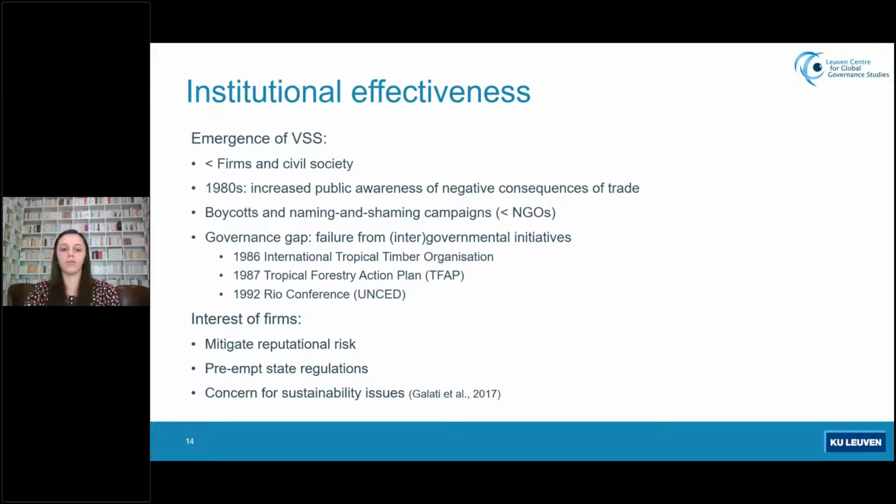A third reason for firms to take up VSS is, of course, their real concern for sustainability issues and the real commitment to that. But this is quite idealistic, and actually there is a very good study by Galati and co-authors from 2017, and they find that the true concern for sustainability issues is not the main reason why firms adopt VSS. It's more about market access and reputation. I really encourage you to read that paper. It's very well structured, and it shows very different motivations for firms to take up VSS.